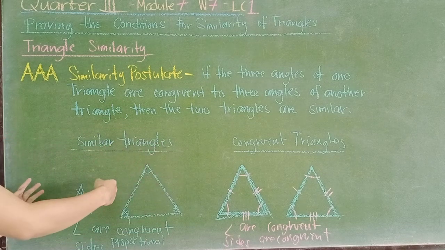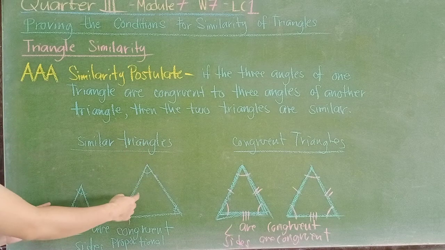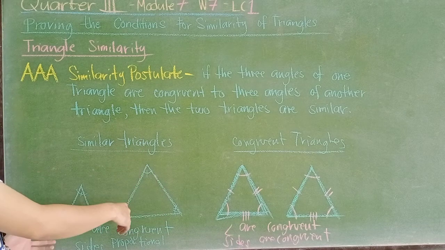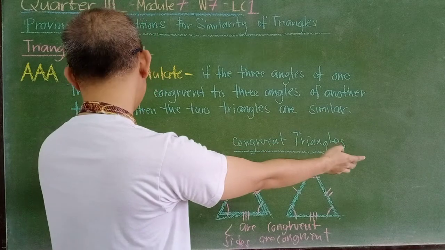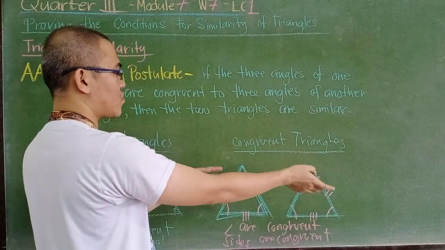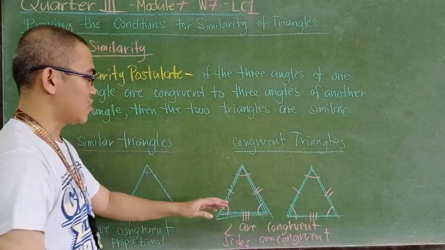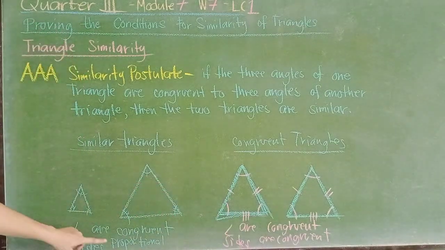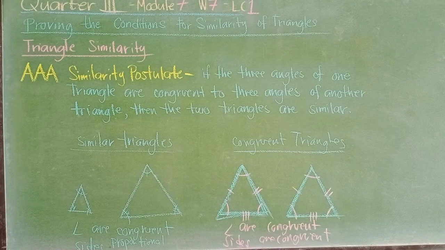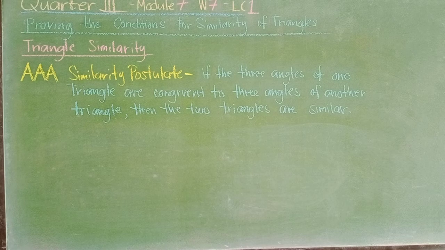So requirement sa similar triangles, congruent yung corresponding angle, proportional yung sides. Sa congruent triangles naman, congruent yung angles, congruent yung sides. So congruent, tapos proportional. So again, ulitin lang natin. Kapag sinabi natin similar triangles, ibig sabihin nun, yung corresponding angles natin congruent, and then yung mga corresponding sides proportional.